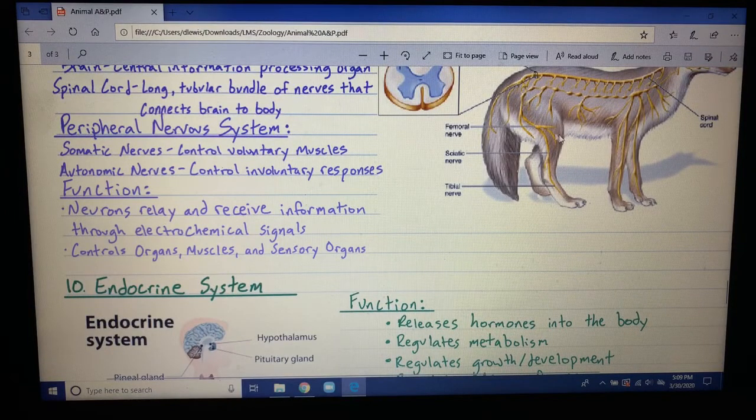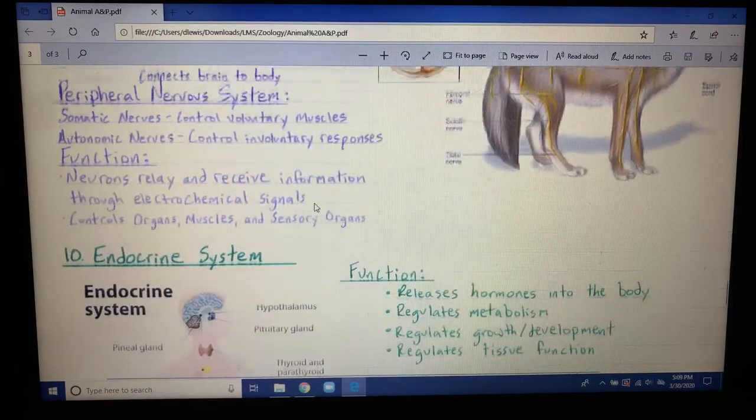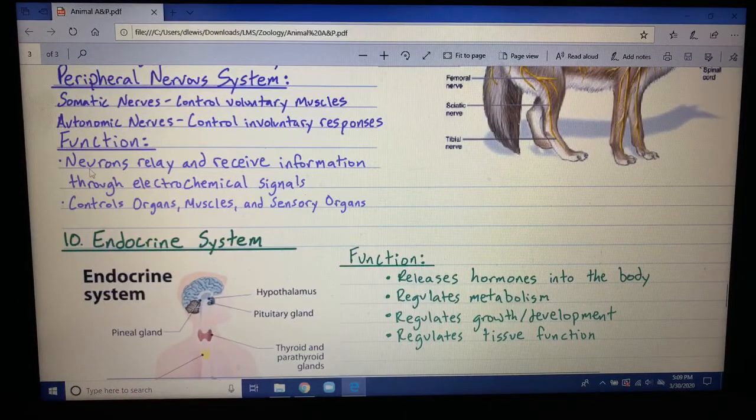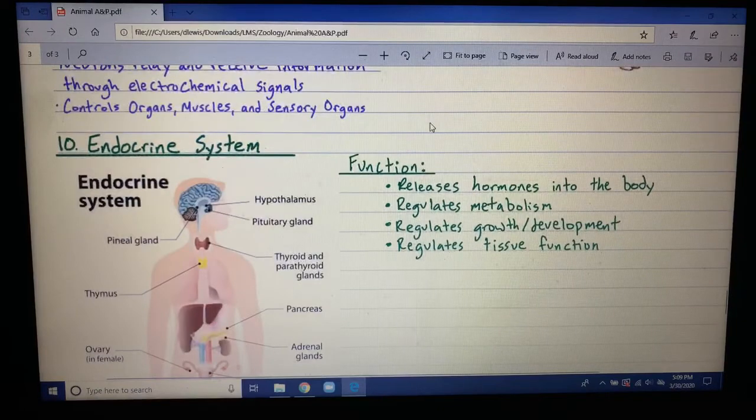Somatic nerves are going to control your voluntary movements or muscles and things. Autonomic would be those involuntary responses, like those involuntary muscles we talked about earlier. The neurons, which are the nerve cells, are going to relay and receive information through electrochemical signals, and they'll be responsible for controlling a lot of what you do in your body and how you take information in, how you perceive it, and then respond to that information or those stimuli.